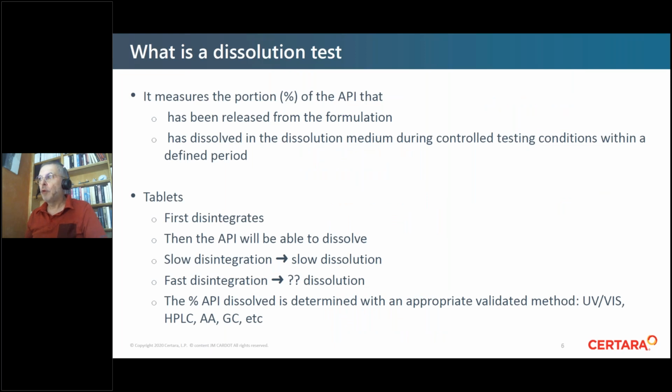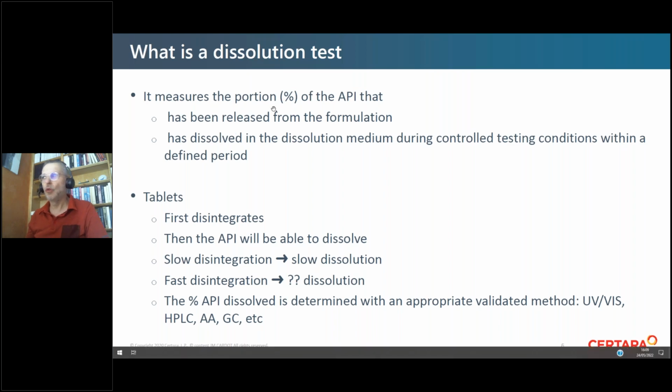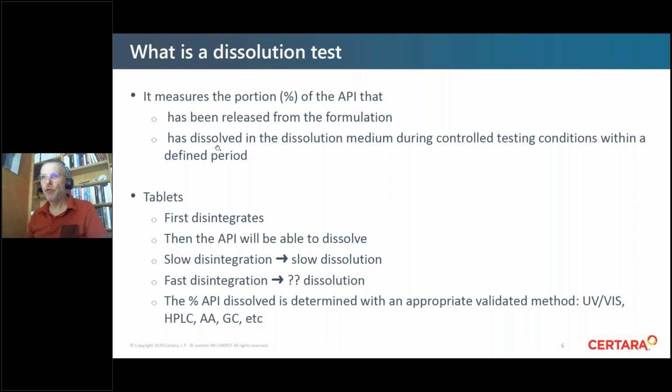So what are we going to measure? We are going to measure at the end the portion dissolved of the API versus time. That means that it is going to represent what was released from the formulation and then what was dissolved to form a solution. So we have already here 2 or 3 things which are going to be concomitant. The first one is the fact that we are going to release and then to dissolve.